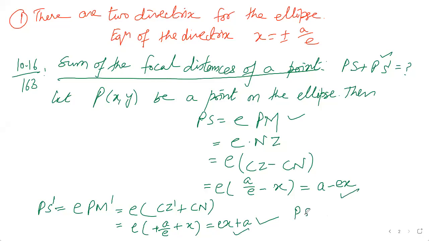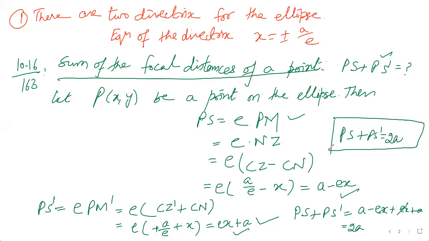Now when you will find, this is A minus EX, this is A plus EX. So when you will find PS plus PS dash, how much will it be coming? A minus EX plus EX plus A. So you got 2A. So it means that PS plus PS dash is equal to 2A. So it is the sum of the focal distances of a point. Or you can say the sum of the focal distances of any point on the ellipse is equal to the 2A, means my major axis.